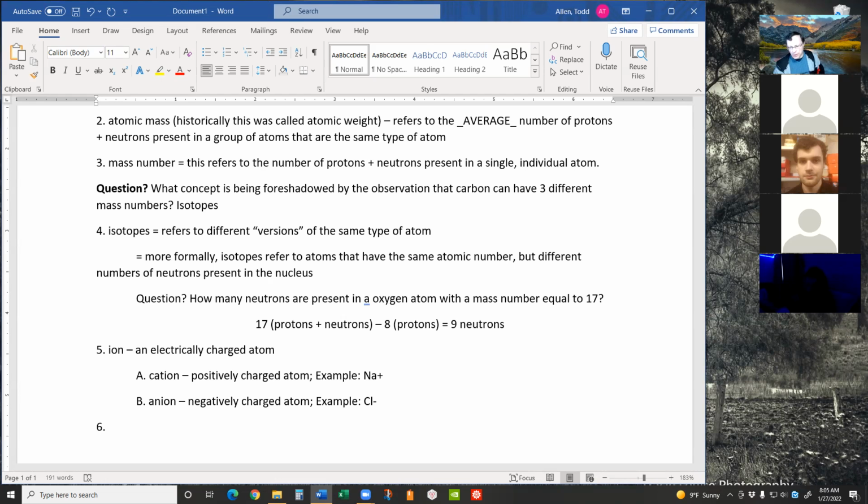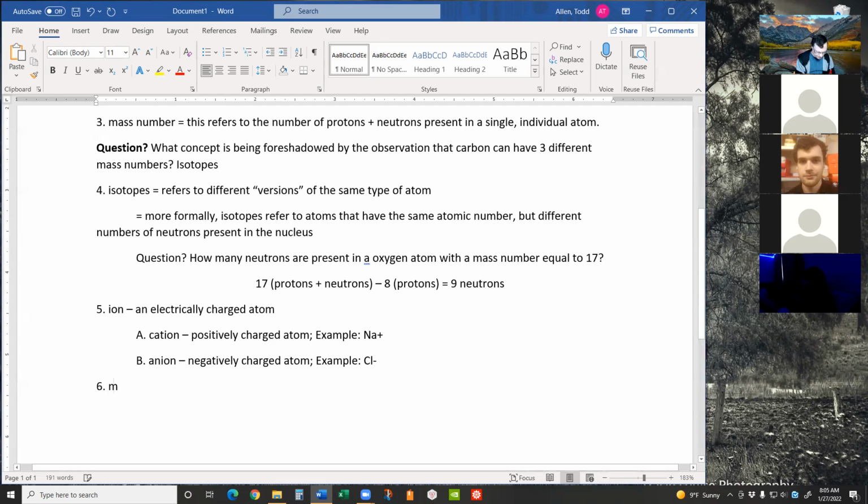Next is the term molecule. Okay, a molecule is a collection of atoms that are joined together by chemical bonds. A collection of atoms, at least two atoms, 2, 3, 4, maybe hundreds or thousands of atoms that are joined together by chemical bonds.